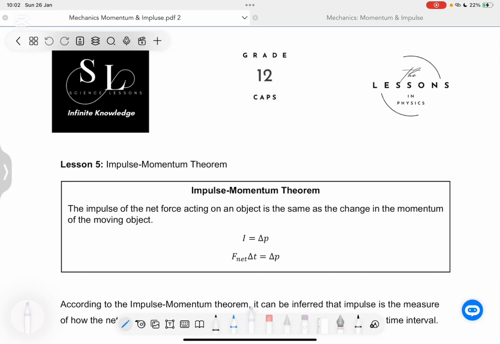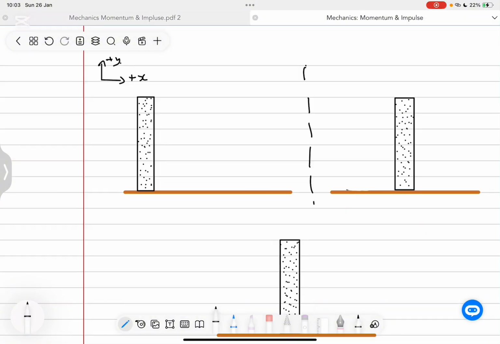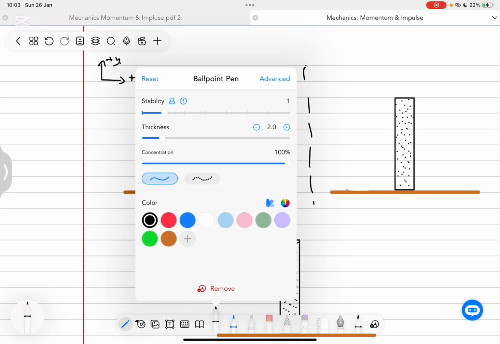The focus of lesson 5 is on the impulse momentum theorem. To understand this theorem, let us consider a ball that is moving horizontally to the left, with an initial velocity vi. It's moving towards a wall. This means eventually it will collide with the wall at some point here.